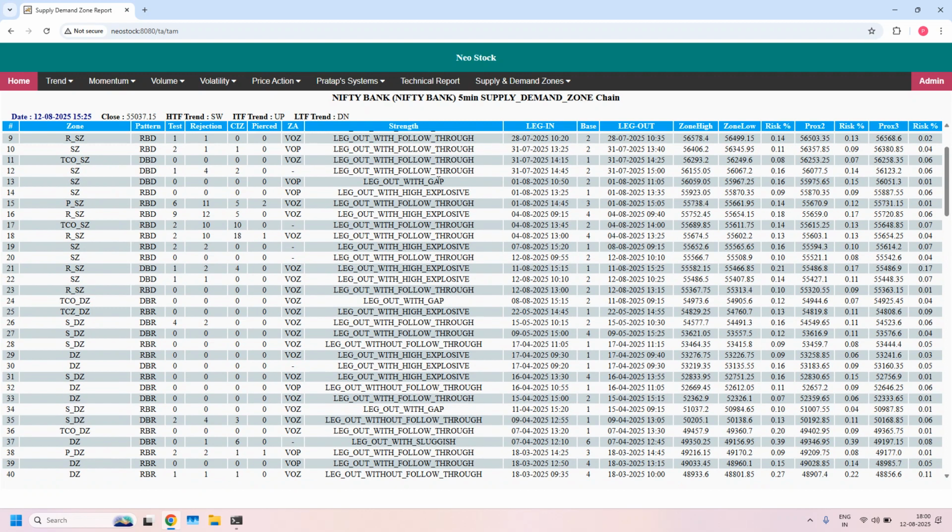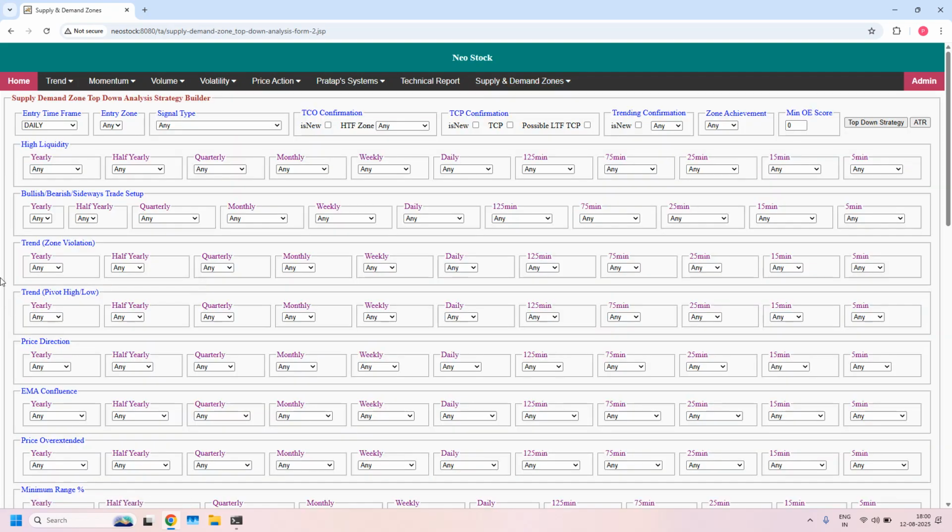Okay, next I will generate bullish, sideways bullish and bearish trade setups for monthly, weekly, daily and hourly income trade reports. Starting with monthly income trade, sideways long trade setup, entry time frame should be daily, entry zone should be demand zone. In bullish or bearish or sideways trade setup parameter, at entry time frame daily, I am selecting bullish. Zone achievement should be violated opposing zone.